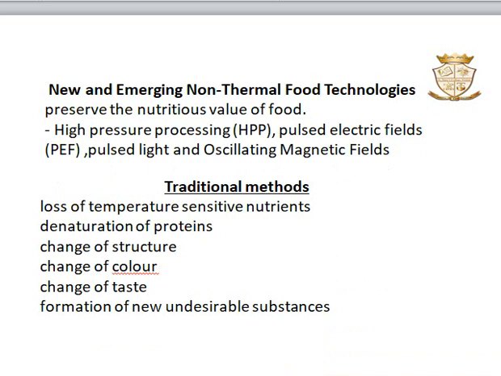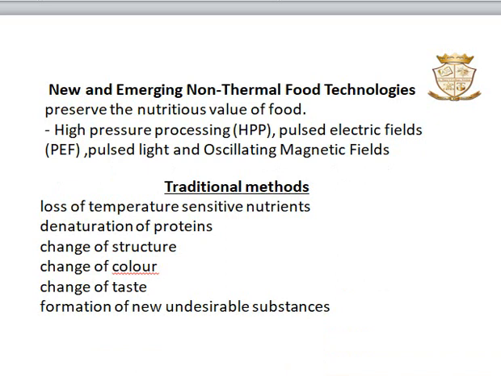Today I am going to discuss oscillating magnetic fields, which are used in food preservation. As you know, conventional methods guarantee the safety of food products. Still, they have certain limitations. Some of the limitations are loss of temperature-sensitive nutrients, denaturation of proteins, change of structure, change in color and taste, and formation of new undesirable substances.